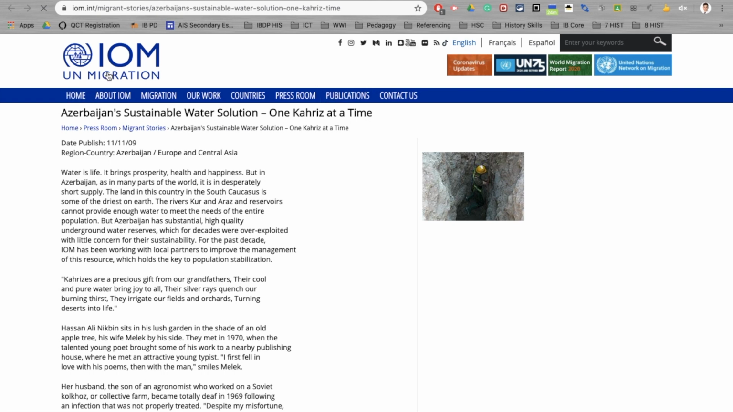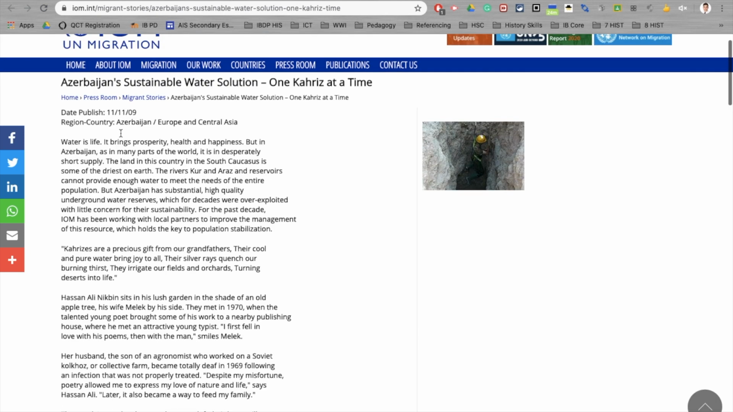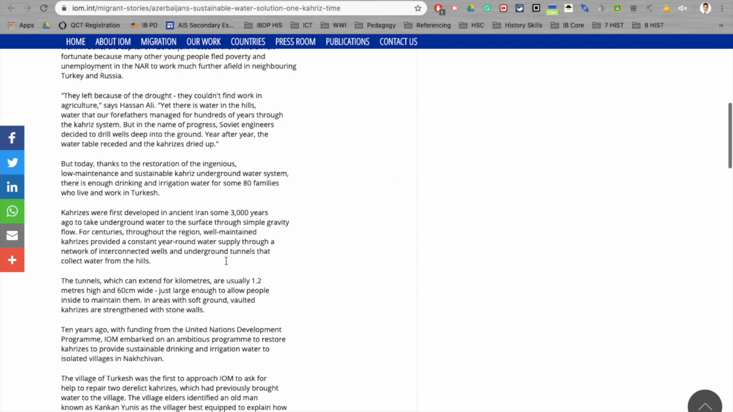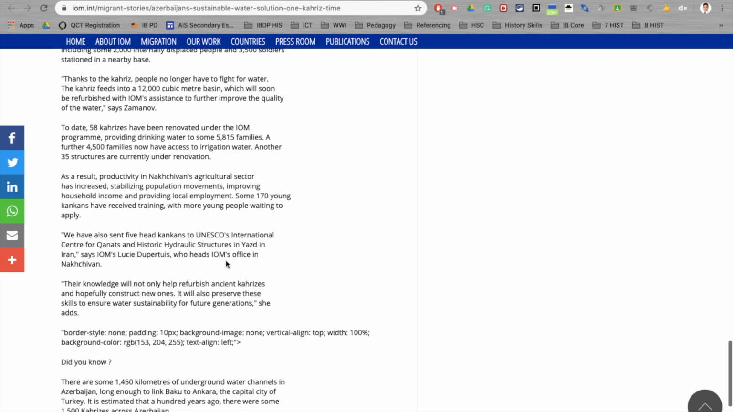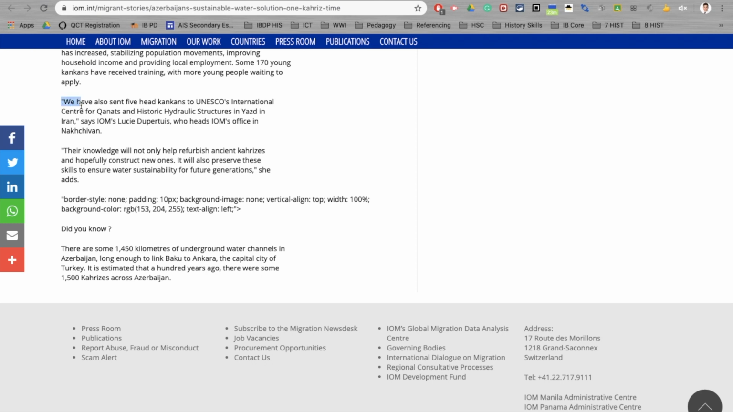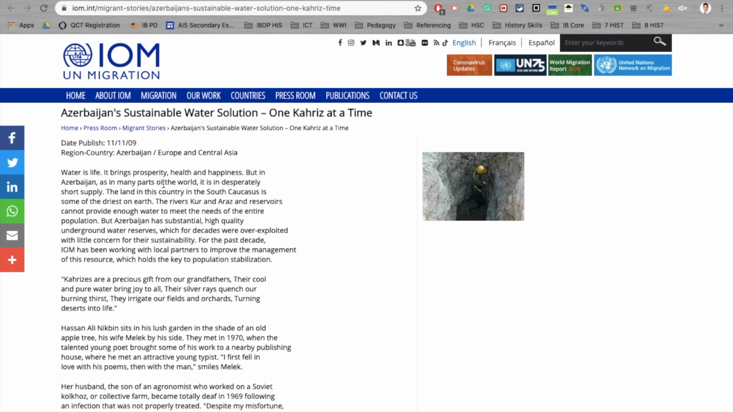Okay, so this is another UN migration site. It has a whole article on Azerbaijan's sustainable water solution. You can see that it has a lot of information, and we have the references here, which are by particular people, so we can trace them back. And we have an author. Do we have an author?